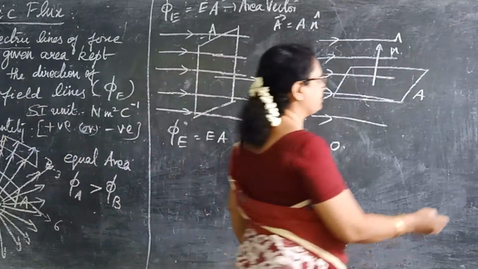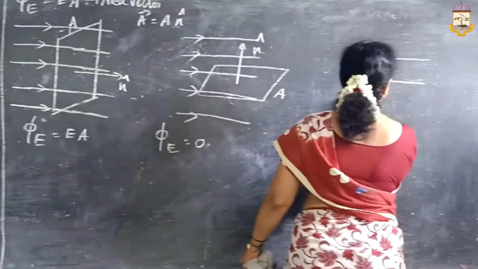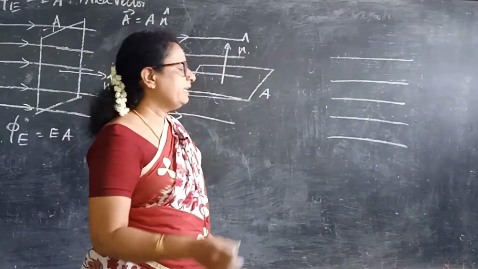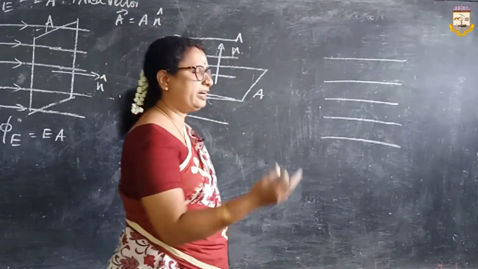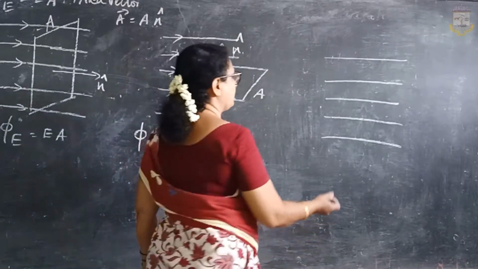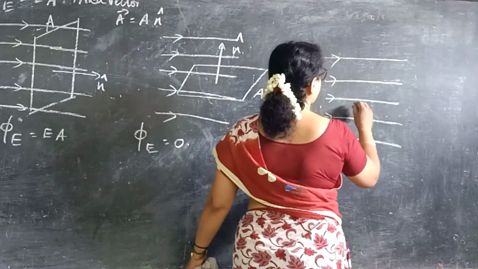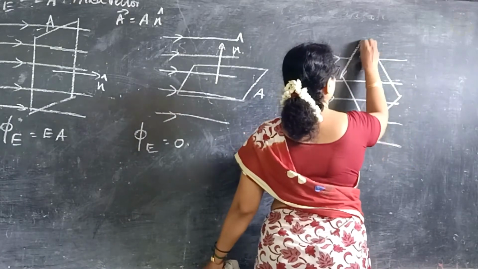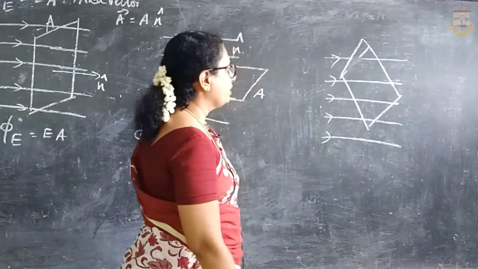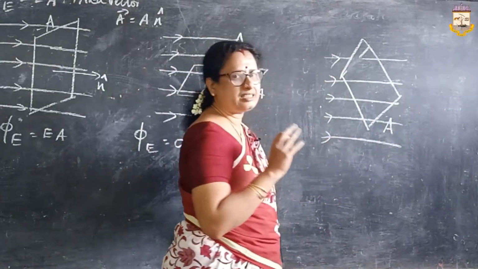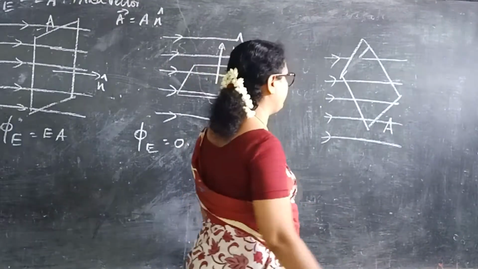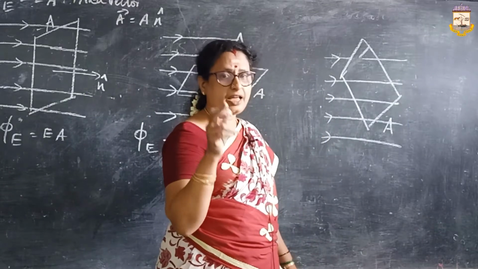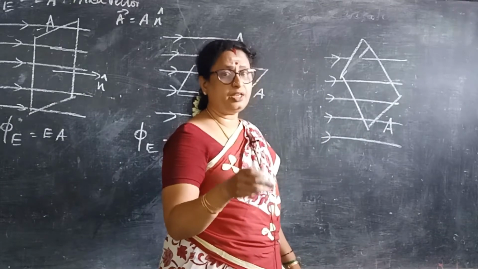So now let us consider another example. At all times the plane of the area may not be either perpendicular or parallel. It may be inclined with the electric field in most of the cases. So let us take this case, in which the area A is inclined at some angle theta with the direction of the electric field. Now how will you draw the angle theta? Angle theta is the angle between the direction of the electric field and the direction of the area vector.